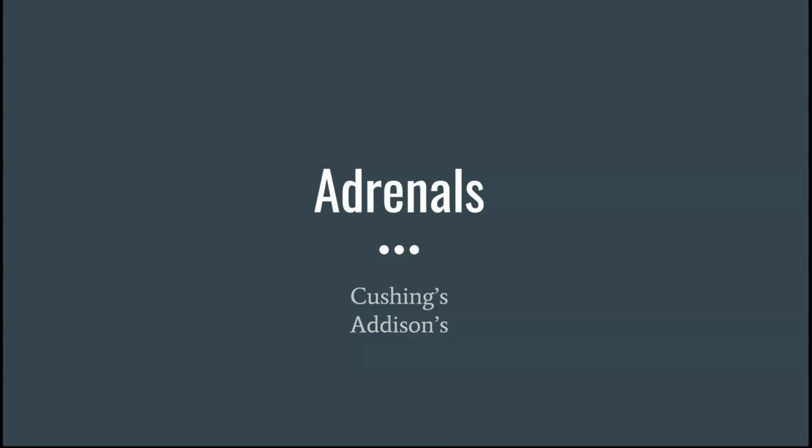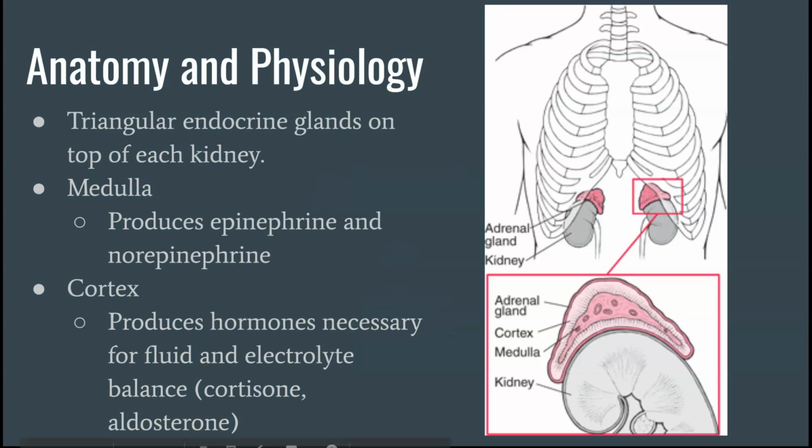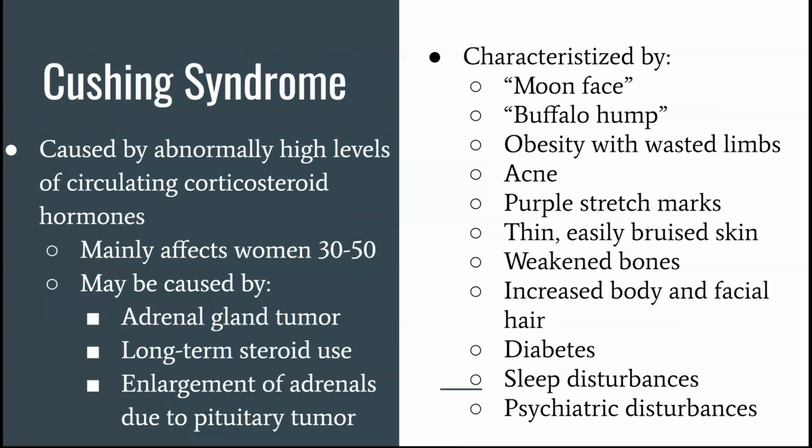Other rare diseases that you may not encounter in the field: there's Cushing's disease and Addison's. These are both brought to you by your adrenal glands doing either too much or not enough. Your medulla, the very inside of your adrenal glands, produces epinephrine and norepinephrine, whereas the cortex is the outside part. It balances fluids and electrolytes, and produces cortisone and aldosterone.